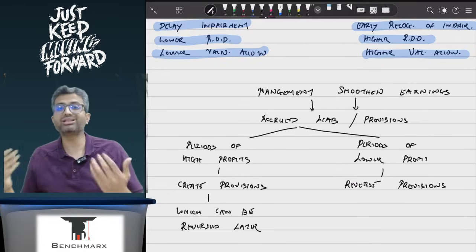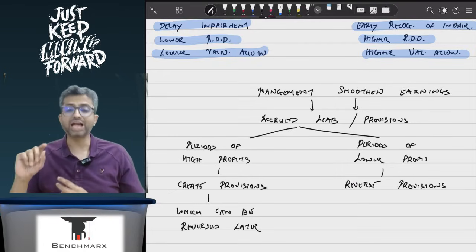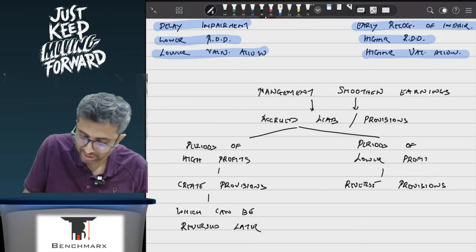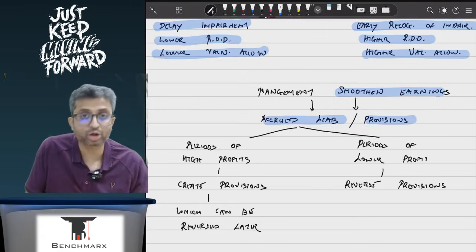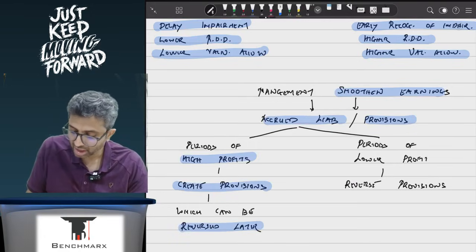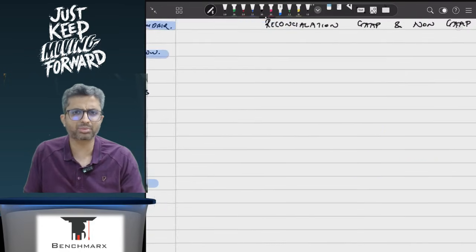In the later years, when the profit is relatively lower, I reverse the provision and thereby created a profit. So management smoothens the earnings by creating accrued liabilities or provisions. In periods of high profits, create provisions which can be reversed later. In periods of low profits, reverse the provisions.